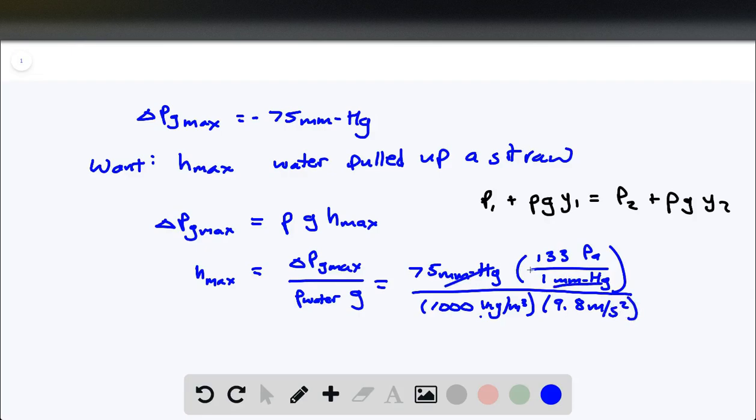So we'll have an answer that's in terms of meters, since here we'll have these units all canceling out with the newton per meter squared in the top. And you should get something that approximates to 1 meter.